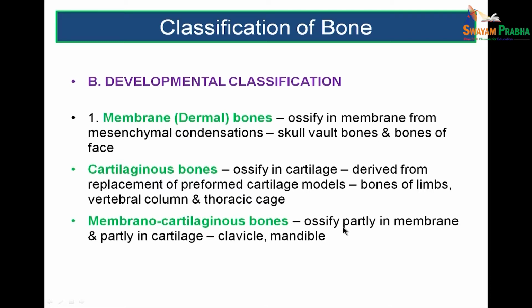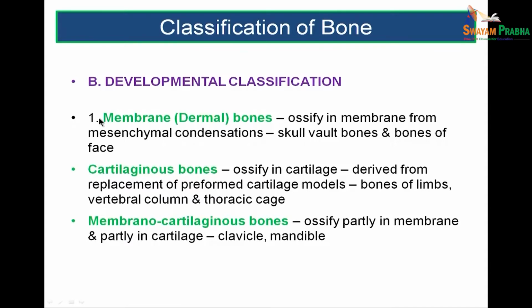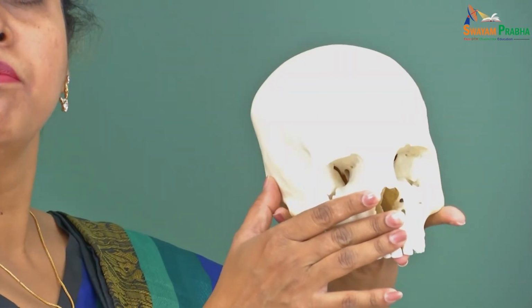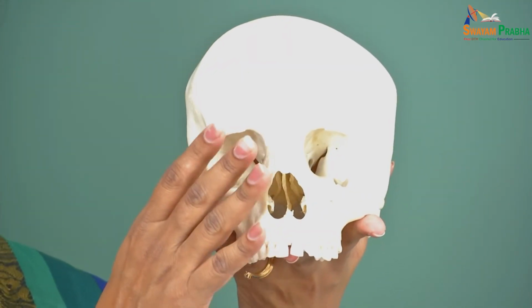So, we have completed one way of classifying bone based on shape. We proceed to a developmental classification where bones can be classified according to how they develop. Do they develop in membrane or do they develop as a preformed cartilage model? So, we have membrane or dermal bones. These ossify in membrane from mesenchymal condensations like bones of the skull and bones of the face. These develop as membranous ossification and they are called dermal bones.